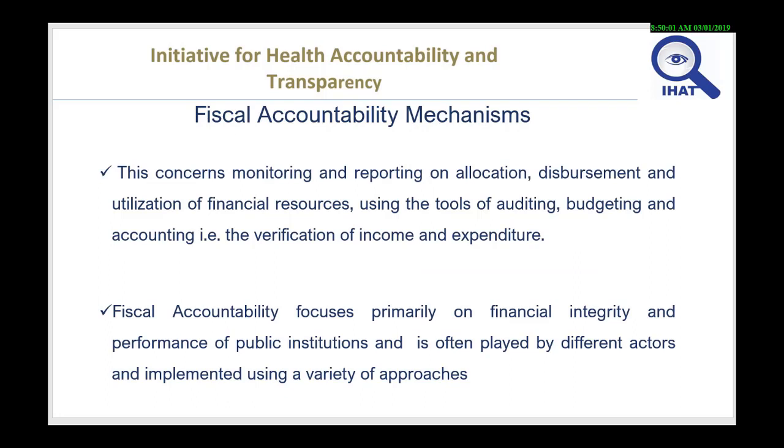Now, let's look at the fiscal accountability mechanisms. This mechanism focuses primarily on financial integrity and performance of public institutions, and is often played by different actors and implemented using a variety of approaches. It concerns monitoring and reporting on allocation, disbursement, and utilization of financial resources. There are multiple tools used with respect to these mechanisms: the tools of auditing, of budgeting, and of accounting.